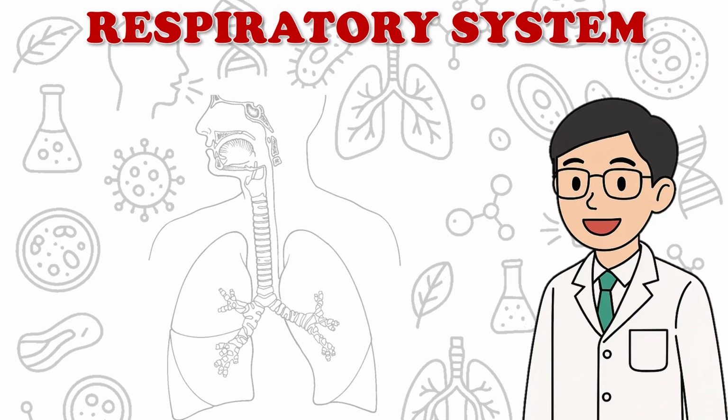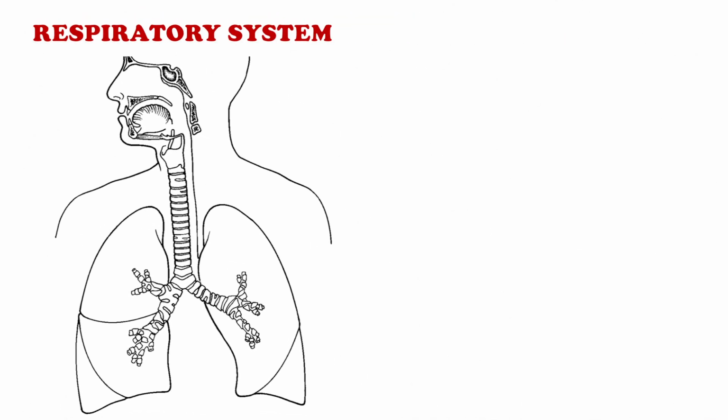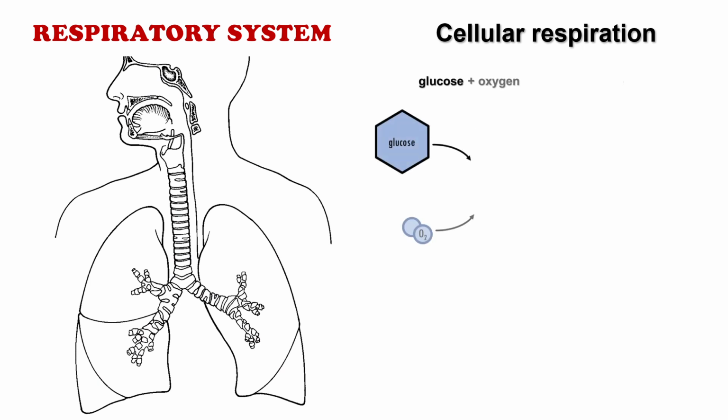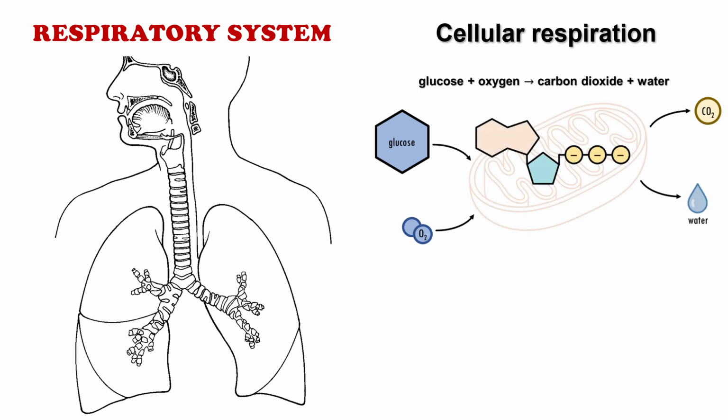Today, we're going to explore the structure and function of the respiratory system. But before we dive in, let's clear up two similar-sounding terms. Cellular respiration happens inside cells. It's the process by which cells break down glucose to release energy, producing carbon dioxide and water as byproducts. The respiratory system, on the other hand, is responsible for gas exchange. It brings oxygen into the body and removes carbon dioxide.